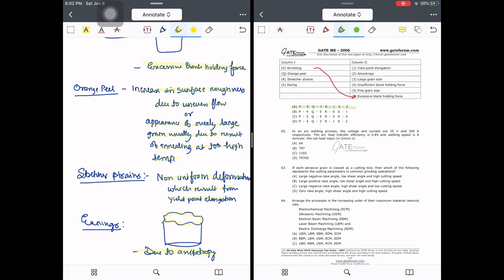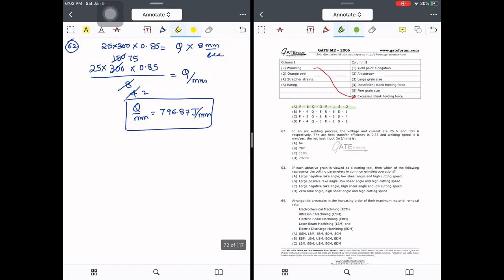Now what is earring? Earring is something like this. Uneven surface of the cup due to anisotropy, because it means the property changes with respect to direction. These are earring. Now, question number 62. In an arc welding, the voltage and current are given here. The arc heat efficiency is 0.85 and welding speed is 8 mm per second. The net heat input is.